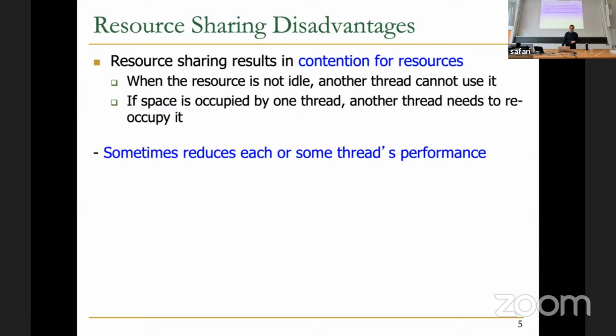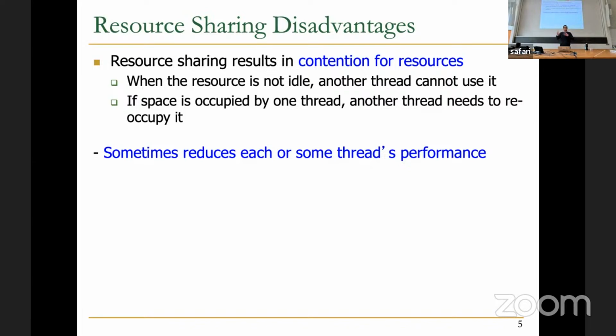Okay, so if you have this sort of contention, this sometimes reduces each thread's or some thread's performance. Clearly, the thread that is denied service for some time gets lower performance compared to when it's run alone on the same system. This is going to be our comparison point. If you have all the resources to yourselves, you have some performance. If you're sharing resources, you have some other performance, which means that when you're sharing resources, you will very likely slow down.